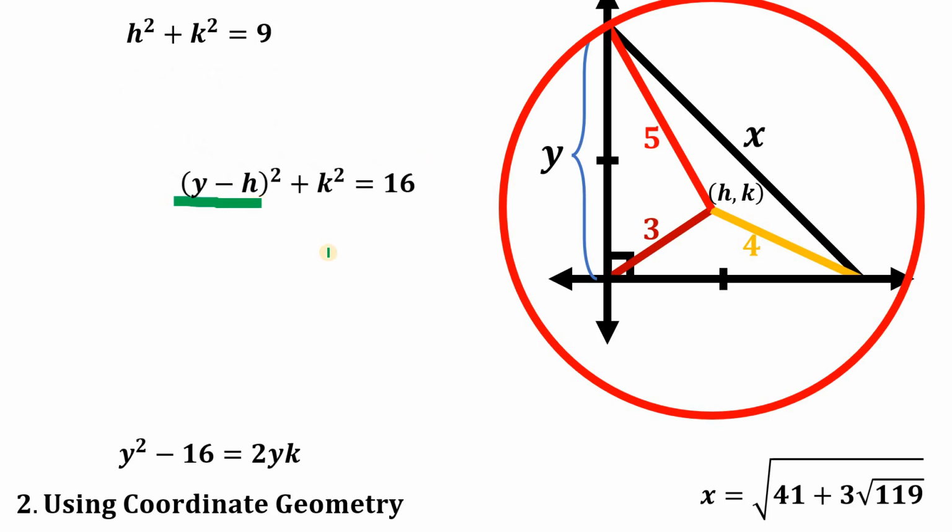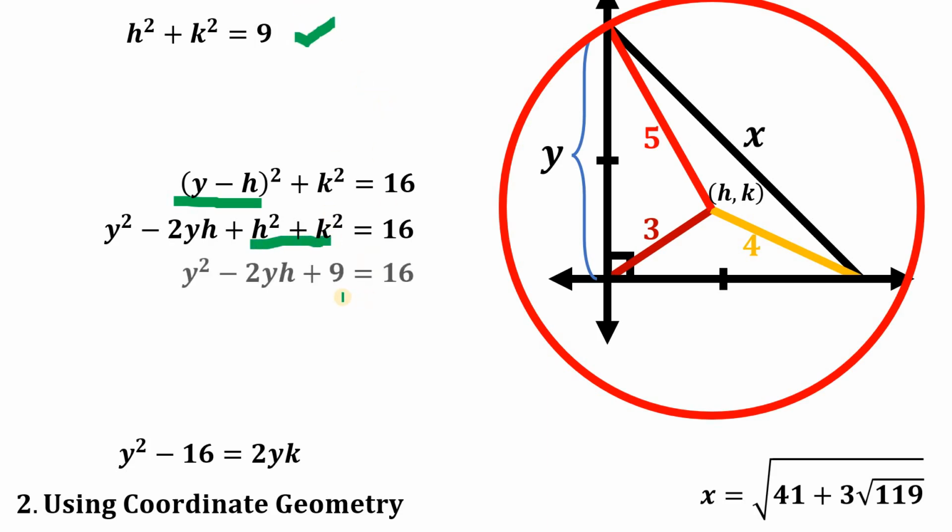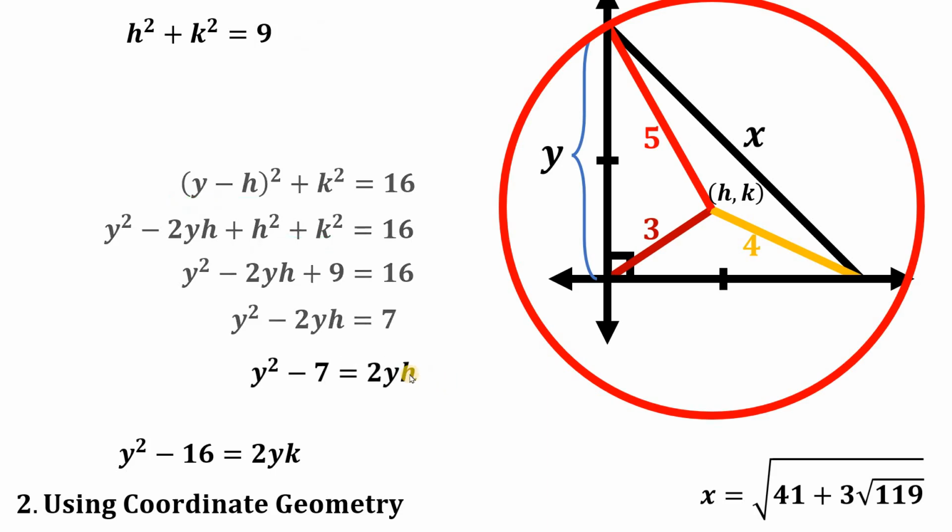Let's expand this very quick. So y minus h raised to the power of 2, we have y squared plus 2yh plus h squared plus k squared equals 16. Now, we know also h squared plus k squared is equal to 9. Then, subtract 9 on both sides. Rearrange some terms a little bit. So, we have y squared minus 7 equals yh.